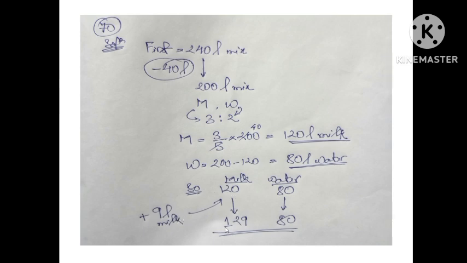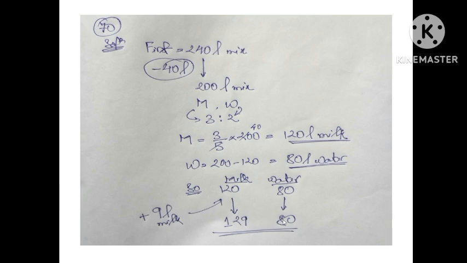The question is asking you to find the final ratio. So final ratio will be 129 plus 80. 80 because no water is added, isn't it? Only milk is added. So now what will happen? Before it was 120, plus 9 is 129. Water will be the same, 80, because no water is added. So the ratio will be 129 is to 80. It will be there in the option.